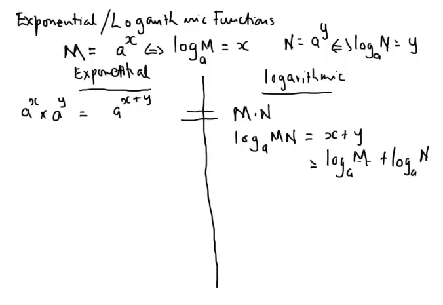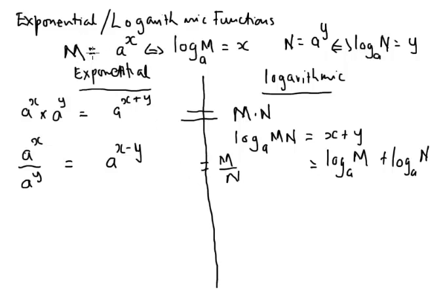Altogether, guys. Okay, let's now come to a power x over a power y. According to our rules of exponents, this is what? This is a to the power x minus y. Is it? And this is exactly the same thing as M divided by N. So where are we? Sorry, this is y, not x.